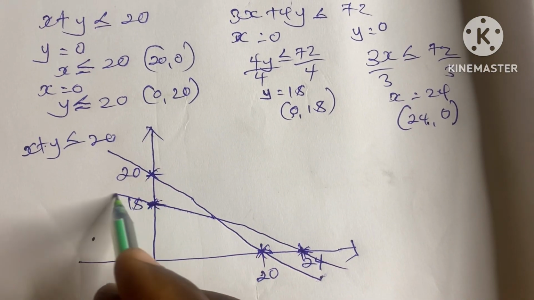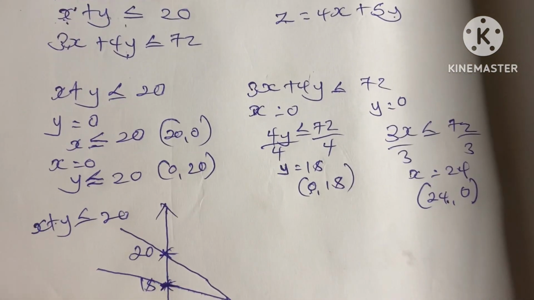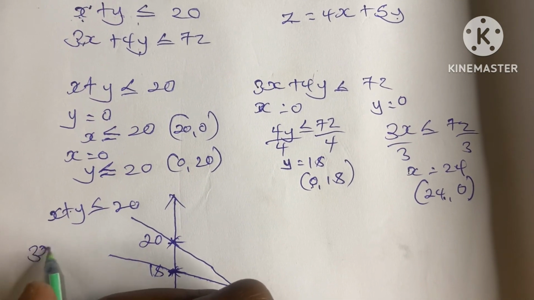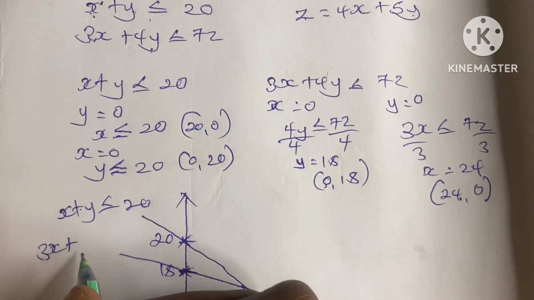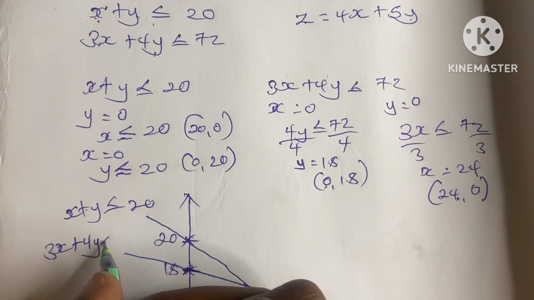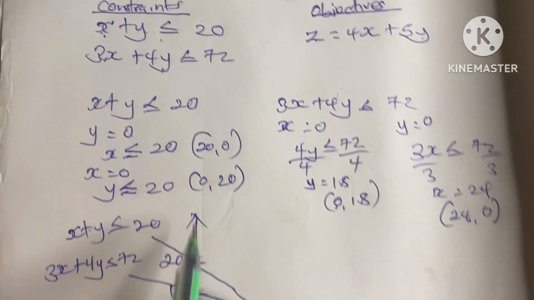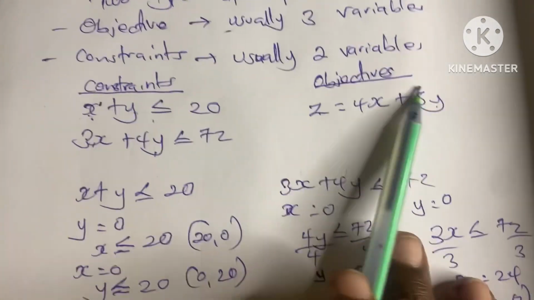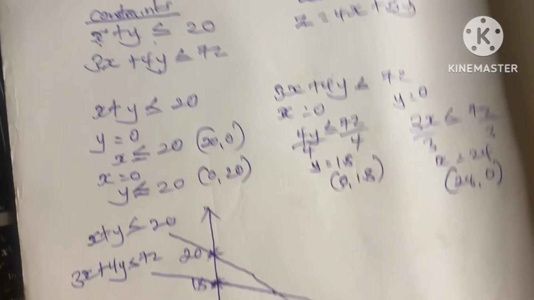When you're in an exam, make sure you use a ruler. So it is 3x plus 4y less than or equal to 72. You only plot the constraints equations. You do not plot the objective equation on the graph here.